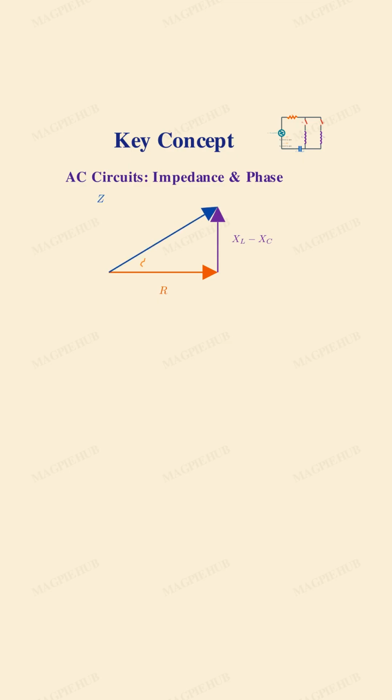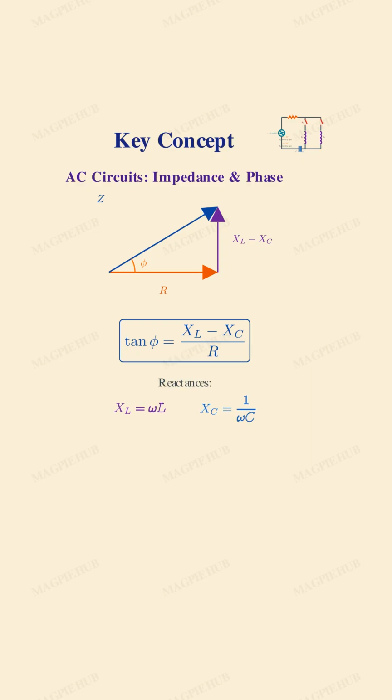The key concept is the impedance triangle in AC circuits. In a series LCR circuit, the impedance Z has resistive component R along the horizontal and the net reactive component XL minus XC along the vertical. The phase difference phi between voltage and current is given by tan phi equals XL minus XC divided by R. The inductive reactance XL is omega times L, and the capacitive reactance XC is 1 over omega C. These relationships are the foundation for solving this problem.